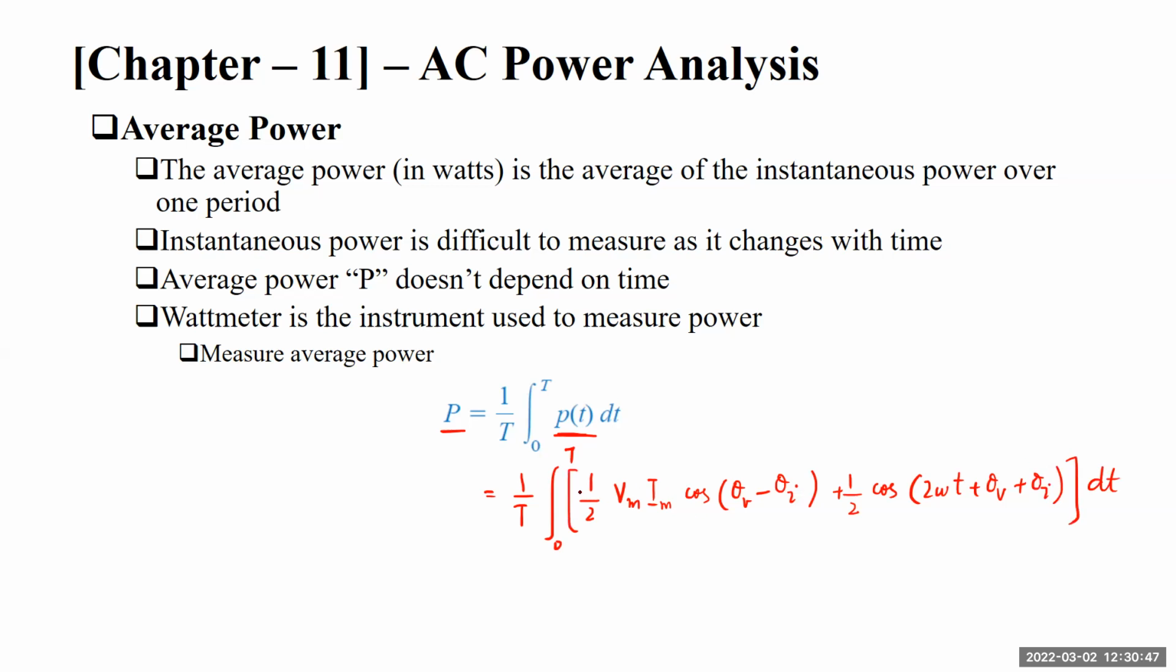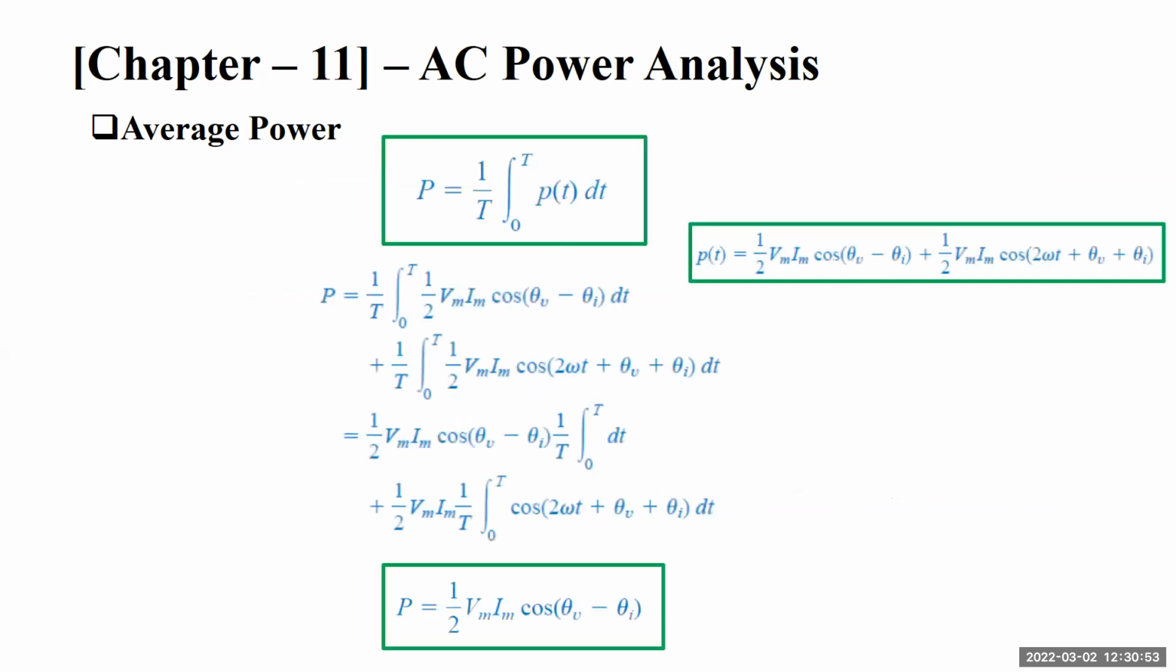If we are going to integrate it, we'll be getting our real power. So let's try to integrate it. This is the same function which I've written. So my instantaneous power can be given as this. This is my instantaneous power relationship, and this is my average power.